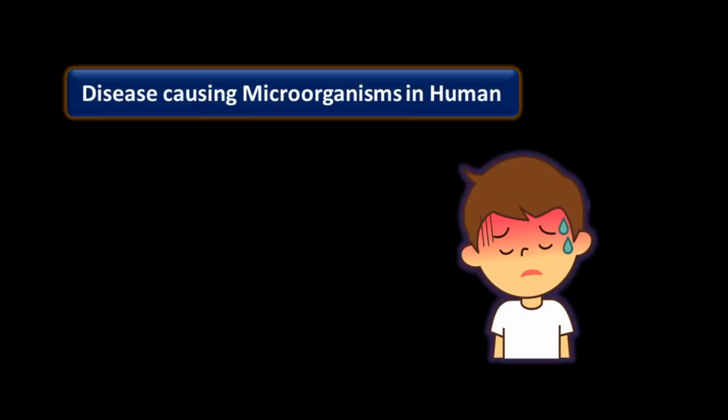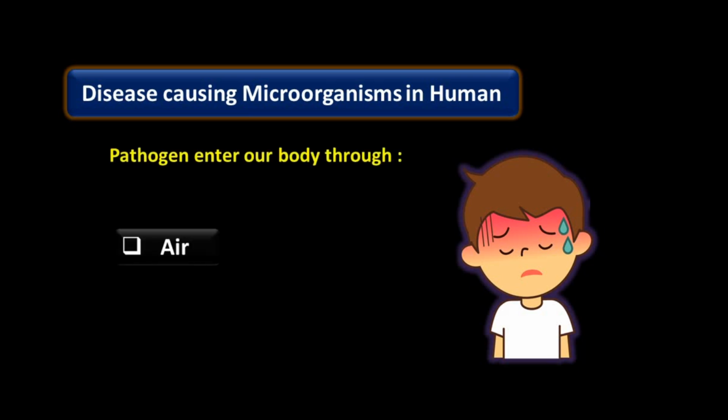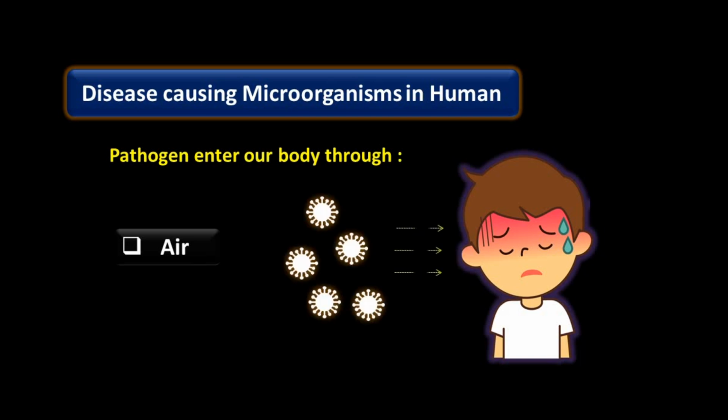Disease-causing microorganisms in human beings. Pathogens enter our body in different ways. First, pathogens enter our body through air. Inside the air, different types of microorganisms are present. When we breathe, these microorganisms enter our body. These microorganisms are known as pathogens. So they enter our body through air. Through the breathing process, they enter our body and cause different types of diseases.